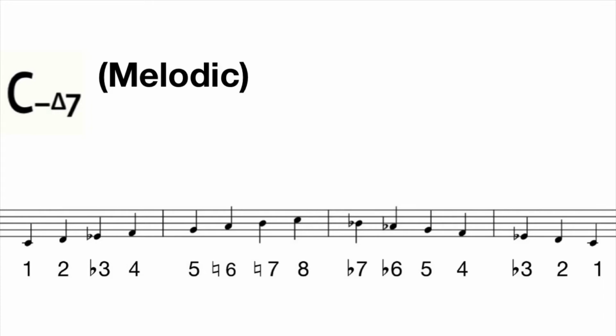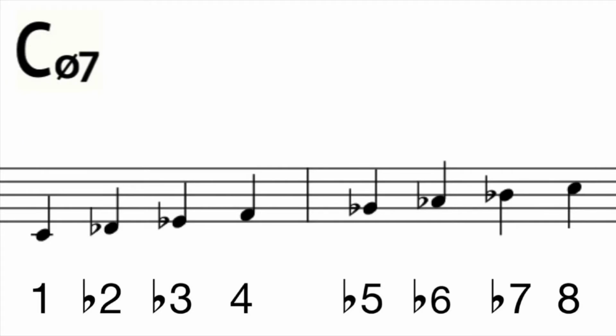Next we have half diminished, which is 1, flat 2, flat 3, 4, flat 5, flat 6, flat 7, 8. An easy trick to help you understand this one is to think of it as our major scale, but instead of playing it from 1 to 8, we're going to play it from the 7th to the 7th.